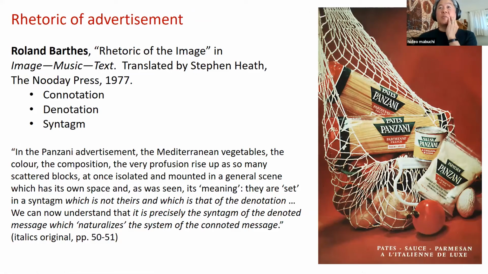Moving on to something a little bit more complicated. I don't know how many of you would have come across Roland Barthes' essay, Rhetoric of the Image, in other classes. But there's, again, a well-known passage in this particular essay that's describing an advertisement for a kind of pasta products company. So I'll just read a little excerpt from that essay.